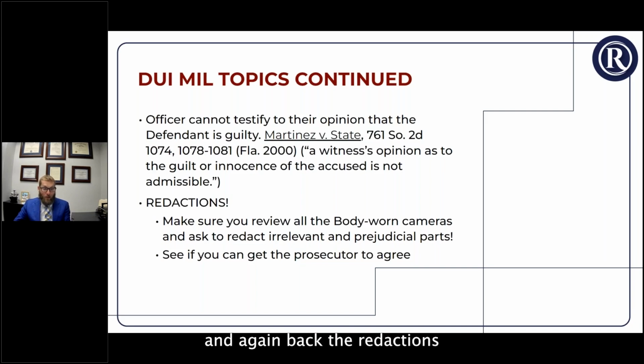And again, back to redactions. You want to make sure that you review your body-worn camera and that you try to make an agreement with the prosecutor beforehand on which parts you want redacted out. If you try to do this the day of trial, it's not going to go well. So you want to do this about a week or 2 weeks before the trial, so that you get out what you want out and the jury doesn't accidentally see it.